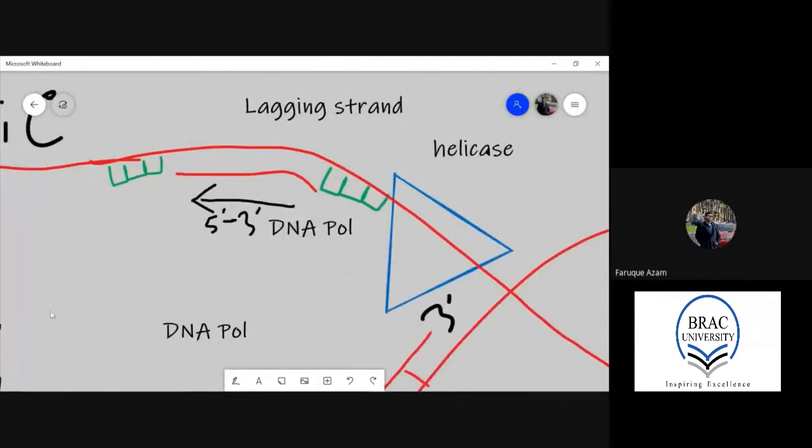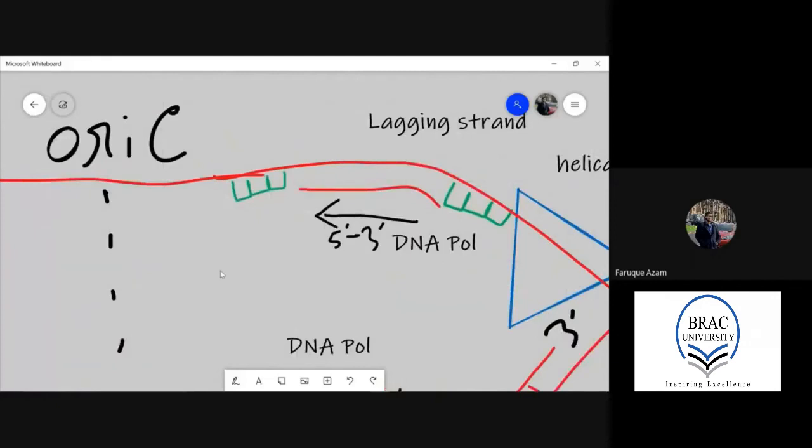So this is your strand. The red one is your new strand. Like this, the same process will occur. The DNA polymerase will come again at the other site and also synthesize a new strand. And then at some point the junction of the two fragments will be merged by the DNA ligase enzyme.